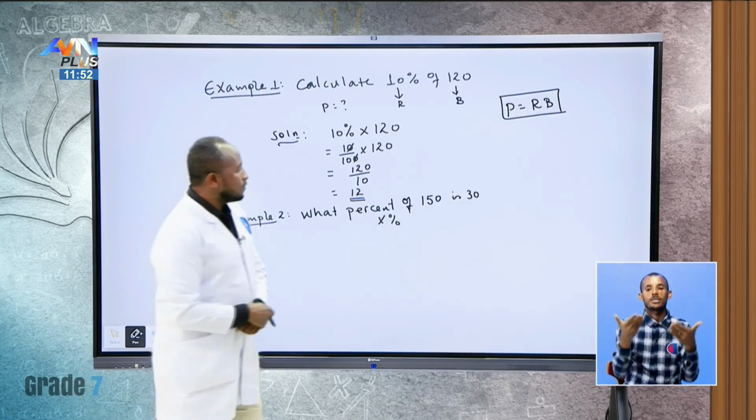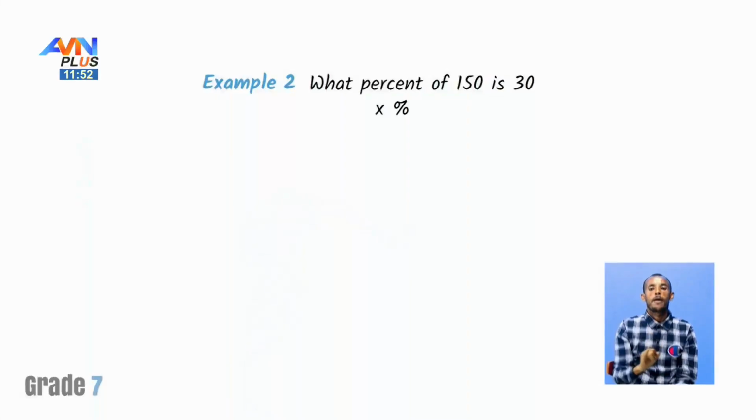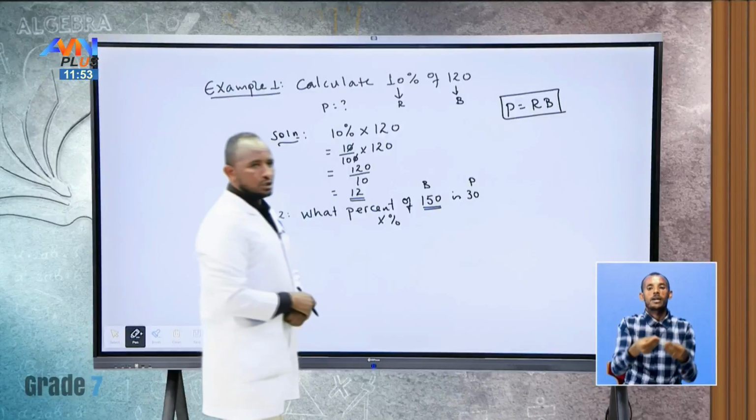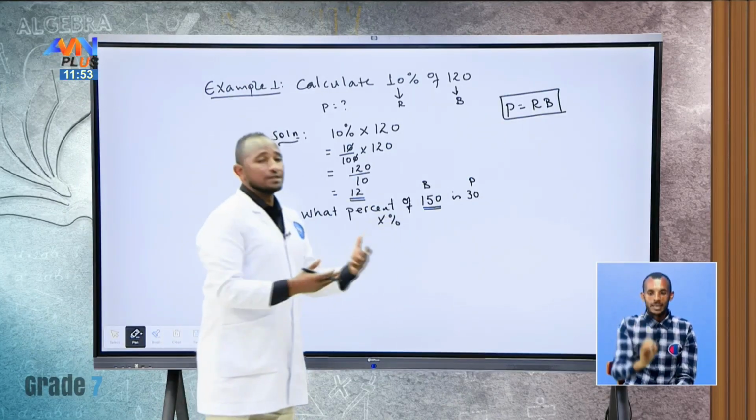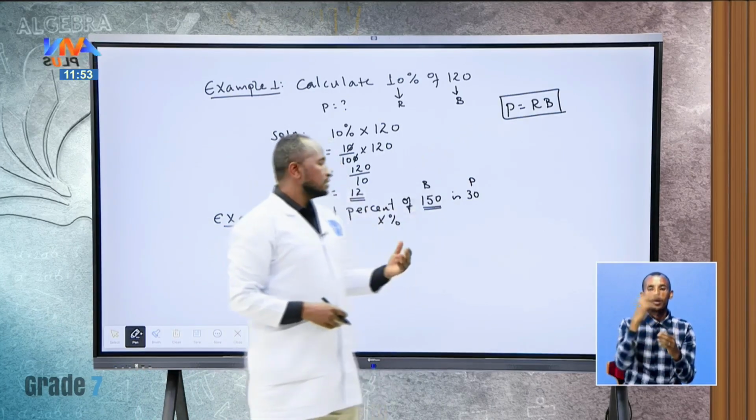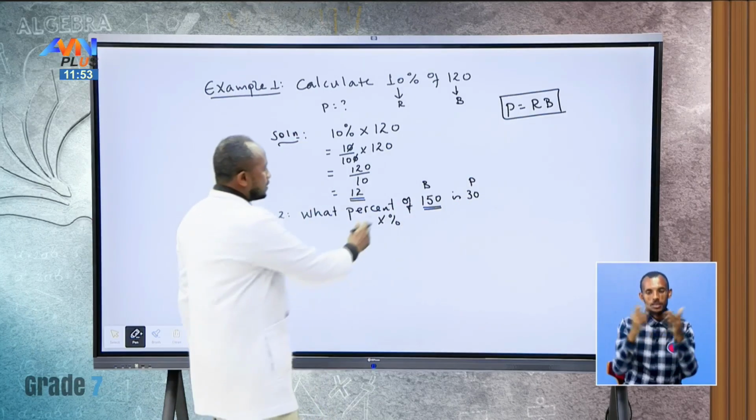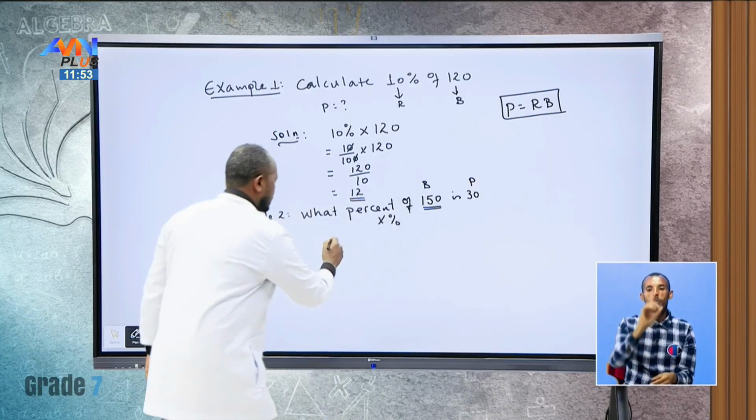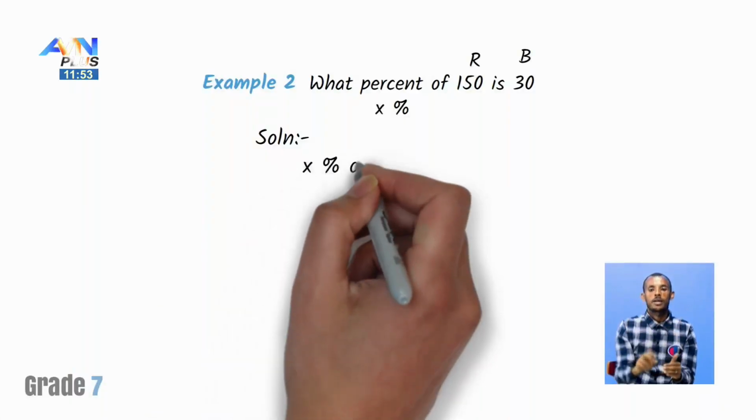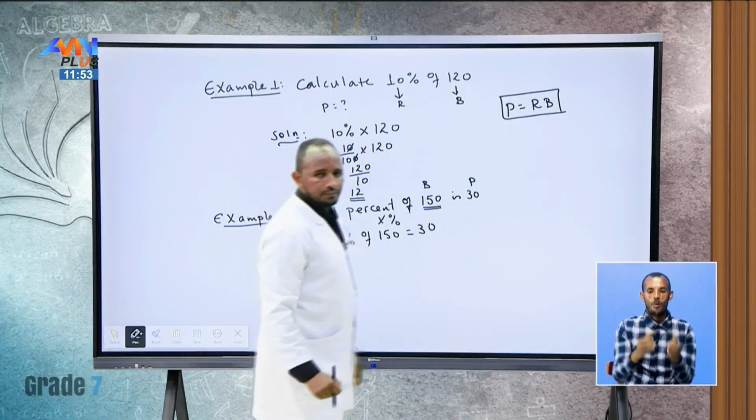Or, using the formula, this number is preceded by "of", so it is a base, and the part of the base is given. This one is a percentage, and we are asked to find the percent, that is, the rate. We can apply this, but simply we can use the equation, or we can convert this into equation form. So x percent of 150, the equation will be x percent of 150 gives us 30. So what's x?